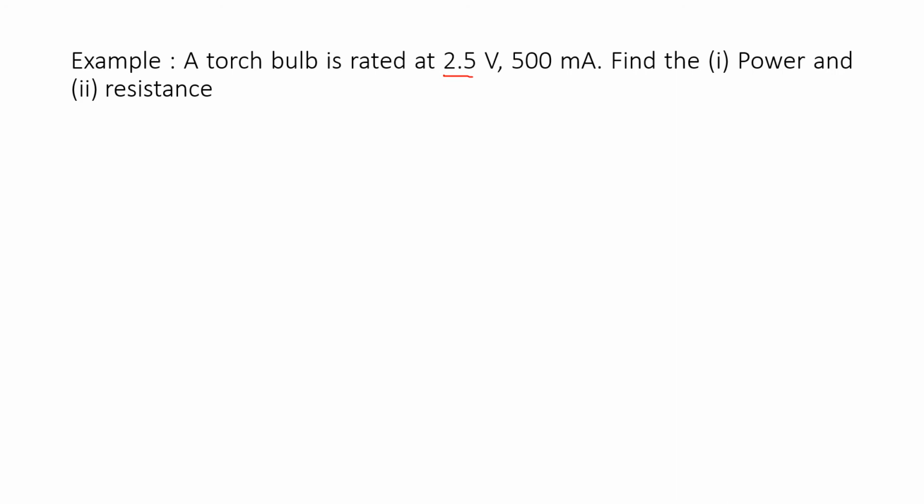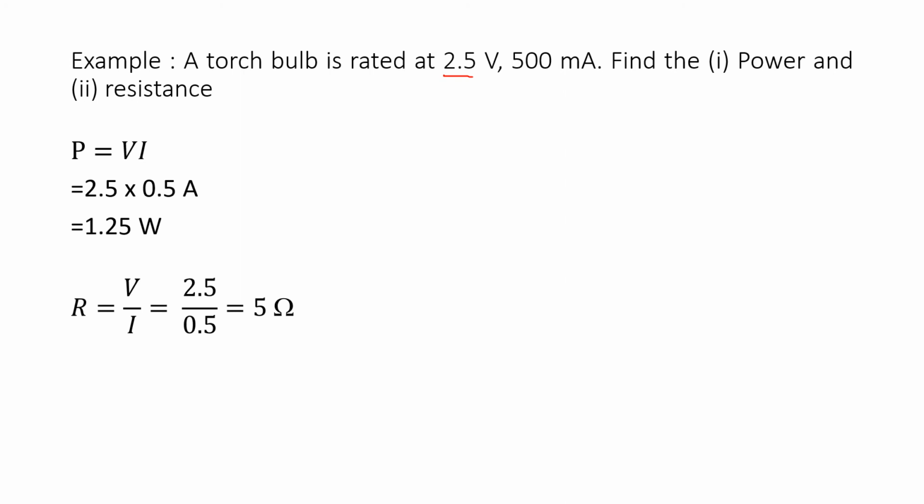So let us begin with the formula. We know power equal to V into I. What is the V here? 2.5 volt. What is the current? It is 500 milliampere. So 500 upon 1000 is 0.5 ampere. Multiplying, we get 1.25 watt. So what is power? Energy consumed in unit time, means energy consumed in 1 second. So this bulb consumes 1.25 watt energy in 1 second.